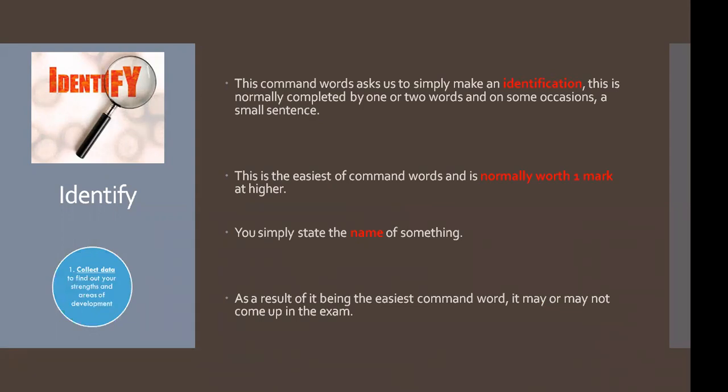However, just a wee reminder, this is about an identification. It can be one or two words or a small sentence on occasion. This is the easiest command word and is normally worth 1 mark at Higher. And here you're simply stating the name of something. This one, it may or may not come in the Higher exam. We were very fortunate last year. That was the first 2 questions. So it was a nice way in for the candidates last year.